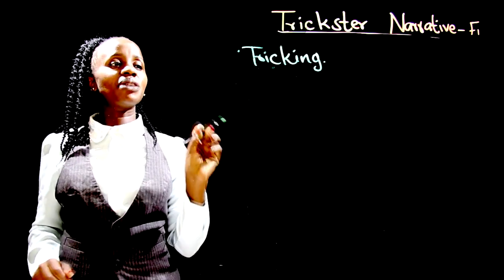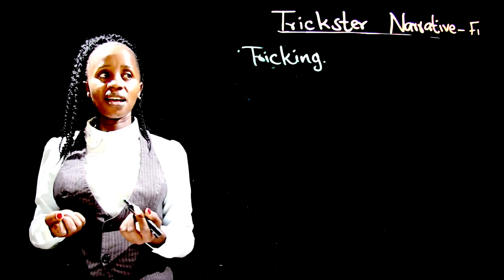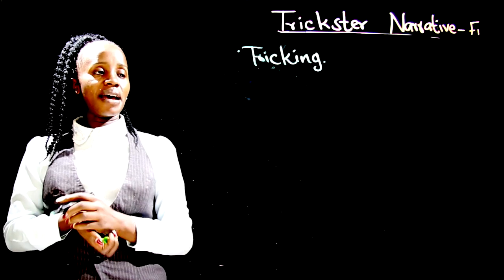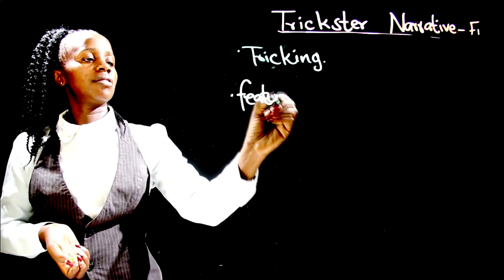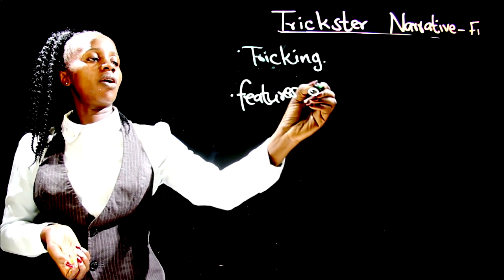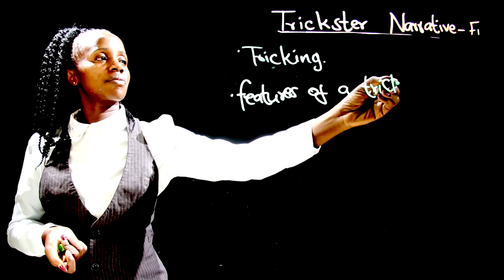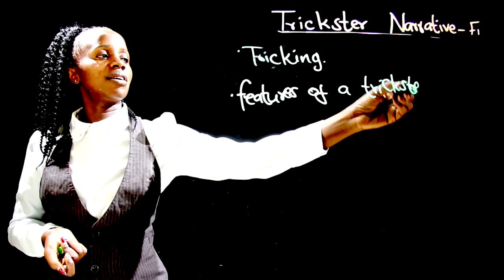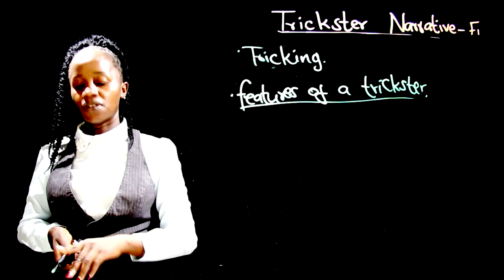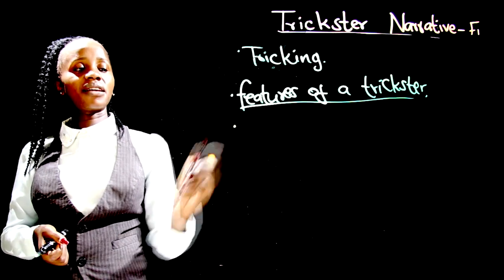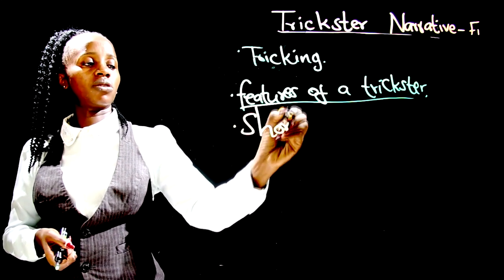So we will jump into the main thing and we will look at the characteristics or features of a trickster narrative. Features of a trickster narrative. One, a trickster narrative is short. A trickster narrative is short.